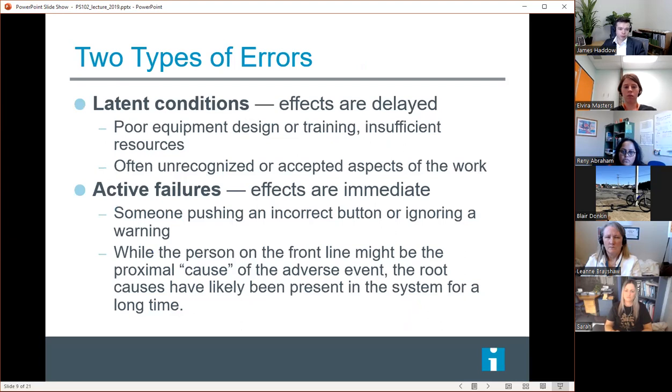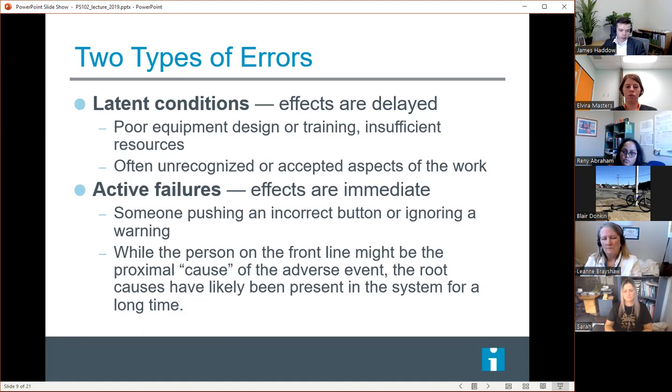So there are two types of errors, and the latent conditions are the sort of indirect things that we're talking about. These are the conditions around which you're working that lead to a riskier environment, that lead to an unwanted outcome more often. And these latent errors are more difficult to spot. Whereas active failures are things where the direct consequence is harm. So it's like somebody pushing an incorrect button.